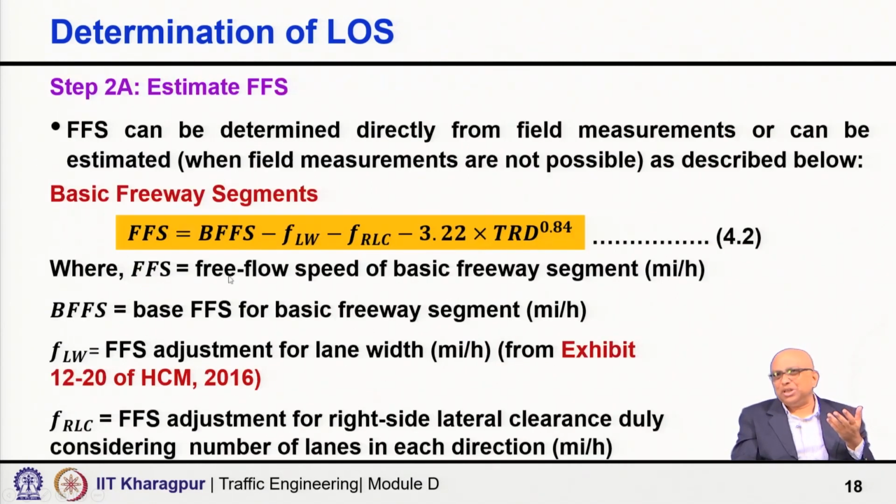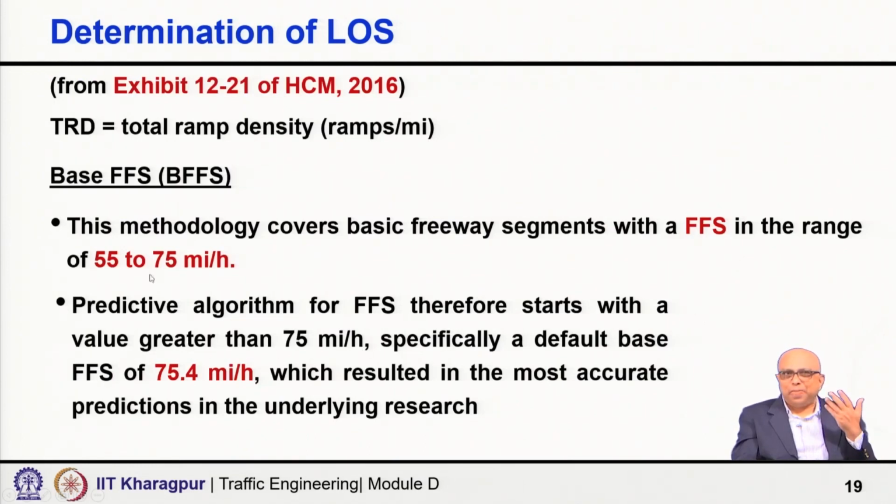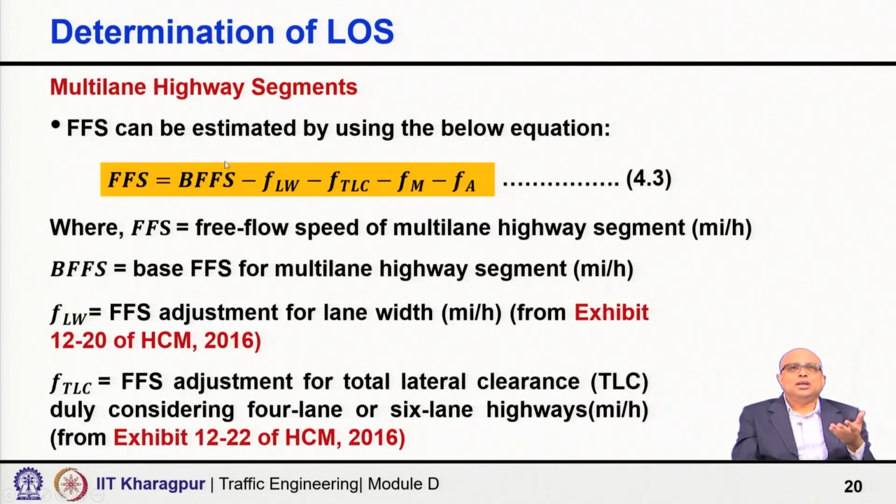That means, when we are using this equation, we must know that this methodology covers FFS in the range of 55 to 75. So, the predictive algorithm starts with 75, precisely the default value of 75.4 miles per hour. Now, coming to multi-lane highways, FFS can be estimated using this equation.